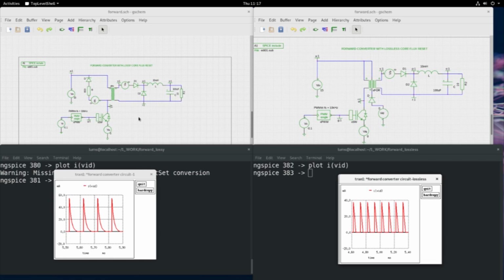So both these waveforms can be validated in this way in simulation and corroborated with the theory that we have learned. Likewise, I recommend that you try to compare the voltages across the primary, voltages across the switch in both the circuits, and try to gain more insight into both of these circuits.